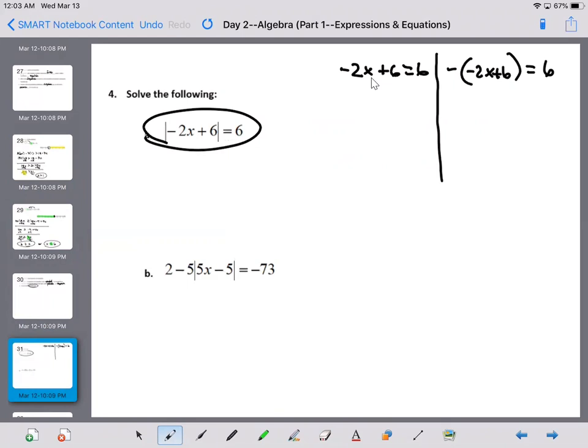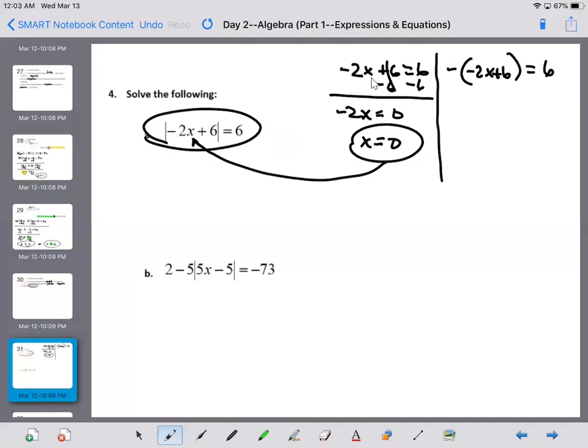So here I'm going to start and subtract 6. So this is going to be negative 2x is equal to 0. So that means x has to equal 0. And so when I substitute back into x to check, I would say, well, negative 2 times 0 is 0, and 0 plus 6 is 6. What's the absolute value of 6? 6, so therefore it equals 6.